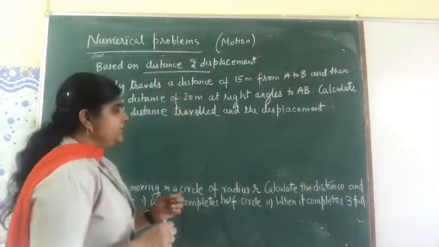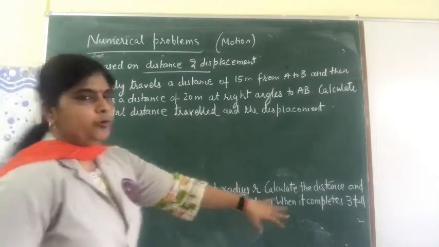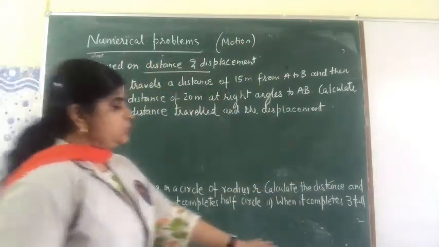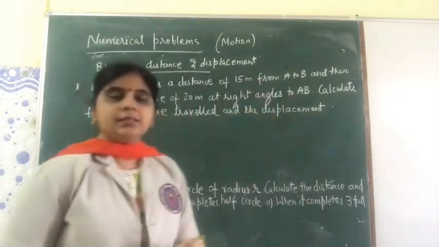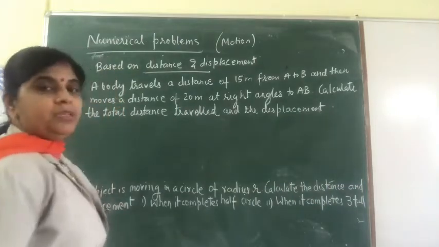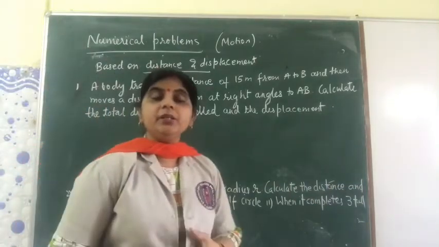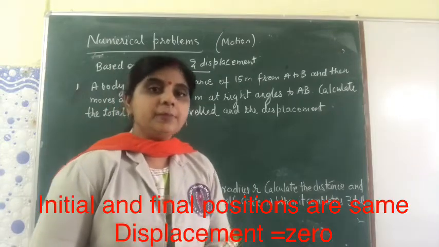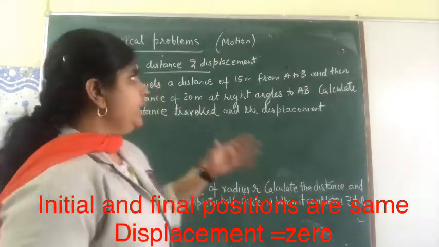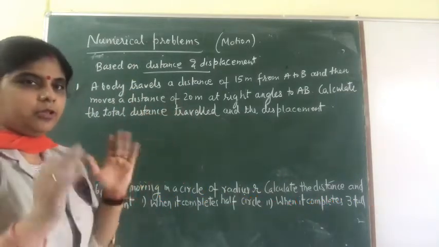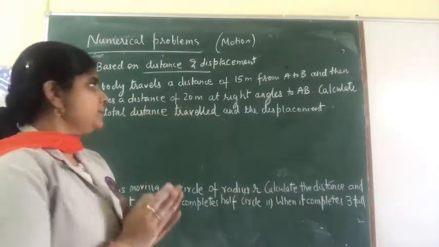For example, if I say a particle moves around the board along the edges and completes one circle, what will its distance be? Distance will be the perimeter of this board. And what will be the displacement? Since initial and final position is 0, displacement will be 0. So that is how we have taken two simple problems, to give you the concept of distance and displacement.